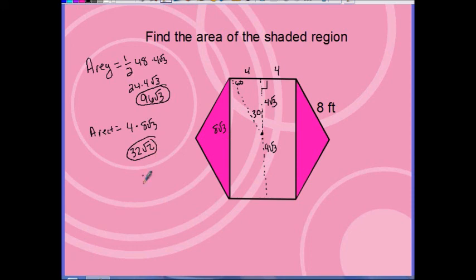So to find the area of my shaded region, I'm taking the area of that regular polygon minus the area of that rectangle, which is going to give me 64 square root 3 square units.